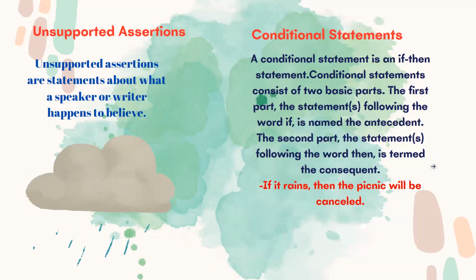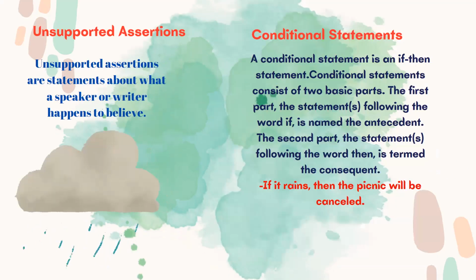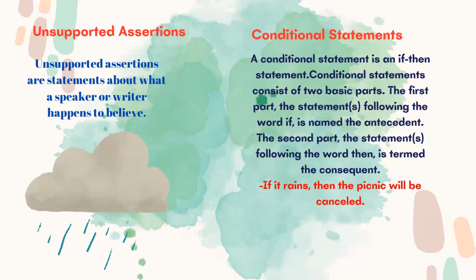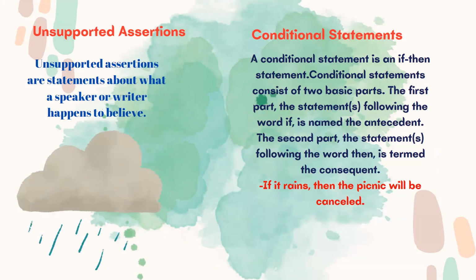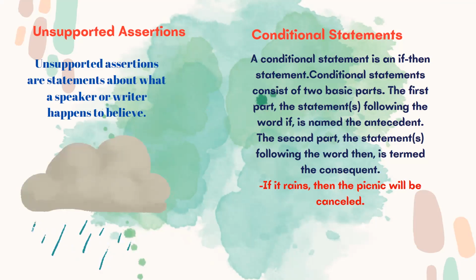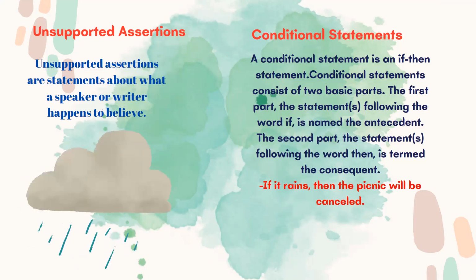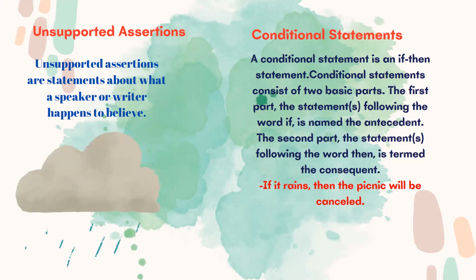And the second one is unsupported assertion. Unsupported assertions are statements about what a speaker or writer happens to believe, and they can be true or false. They are part of an argument only if the speaker or writer claims that they follow from or support other claims.